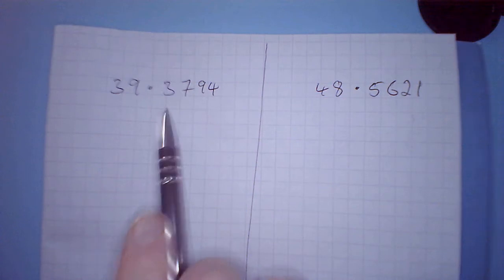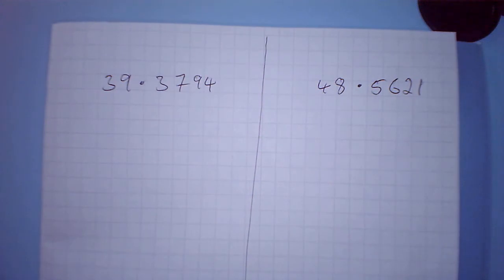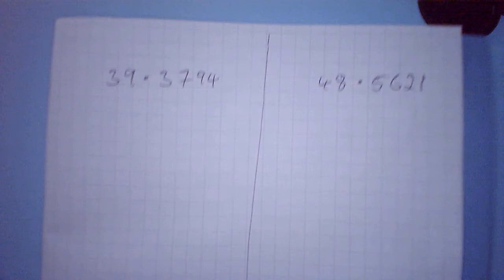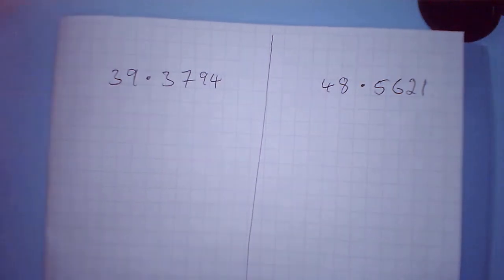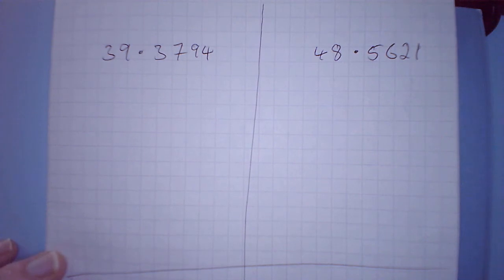So this is my number that I'm going to work with, 39.3794. It's just a random number. I'm going to round it to a few different decimal places and significant figures. I'm going to have a little play with it, and then you can have a play with yours. Okay, let's start by rounding it to one decimal place.